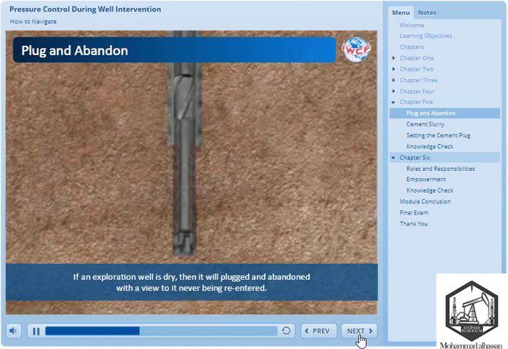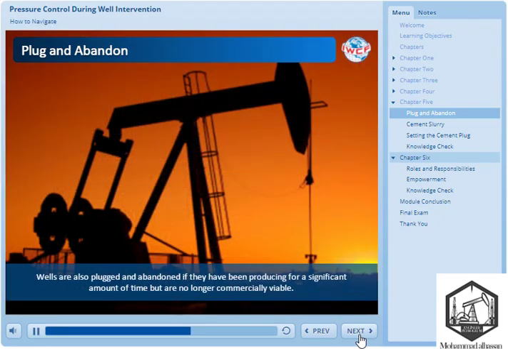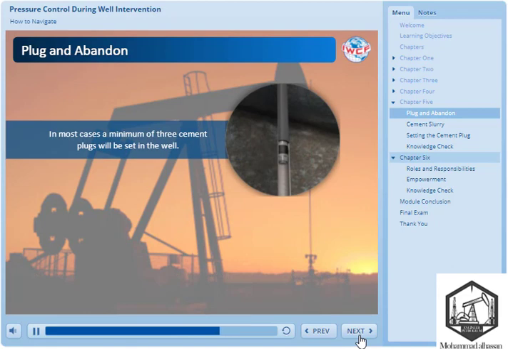2. Some wells are temporarily plugged and abandoned if the well control equipment, such as the BOP, is removed and the intention is to resume well operations at a later date. 3. Wells are also plugged and abandoned if they have been producing for a significant amount of time but are no longer commercially viable. In most cases, a minimum of 3 cement plugs will be set in the well, but this may vary depending on local regulations.